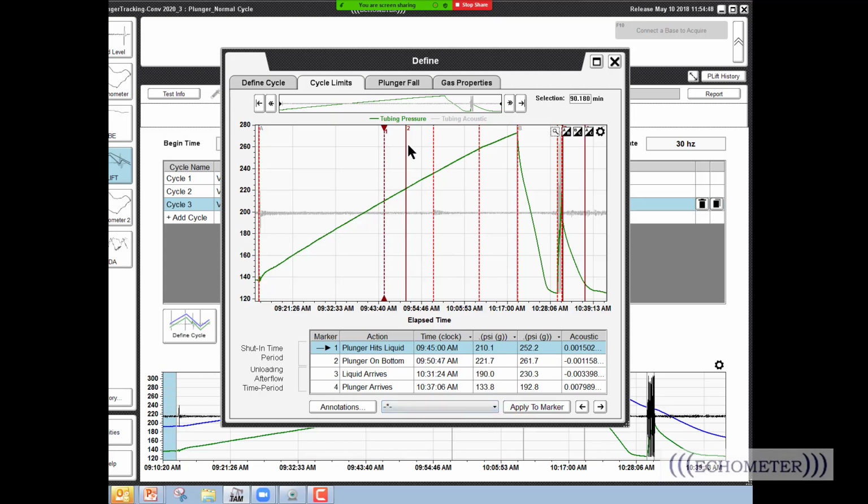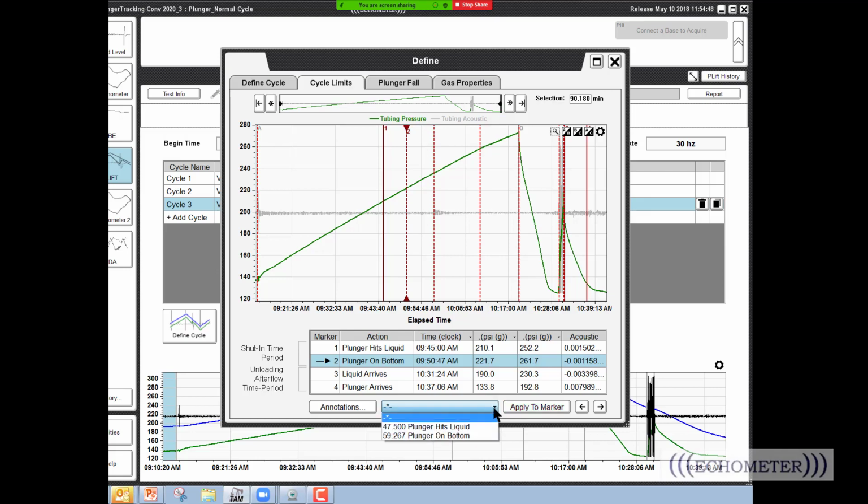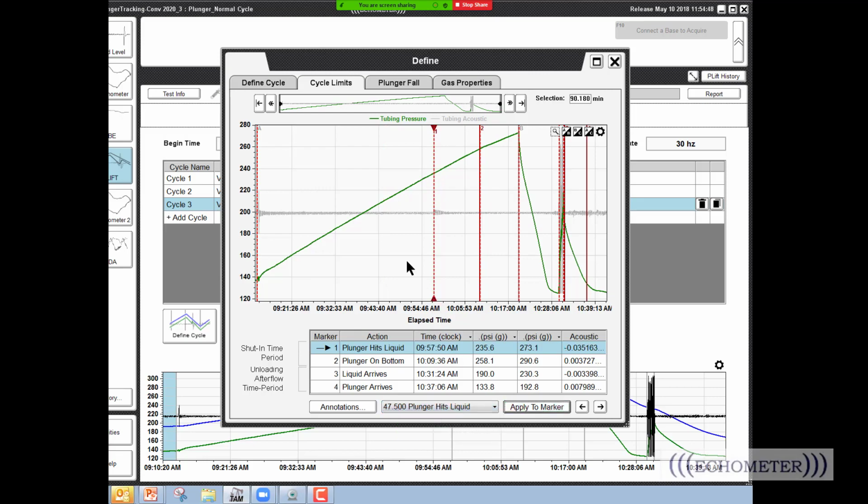Well, let's do this one first. Plunger on bottom is right there, and let's go pick plunger on bottom. So I'm going to go pick 2 and say plunger on bottom and apply to the marker. So if you annotate the cycle out in the field, you can use those annotations later on to identify those events back in the office. And so the next one is liquid arrives, and I'm going to put that one to liquid arrives right here, and then apply to marker.